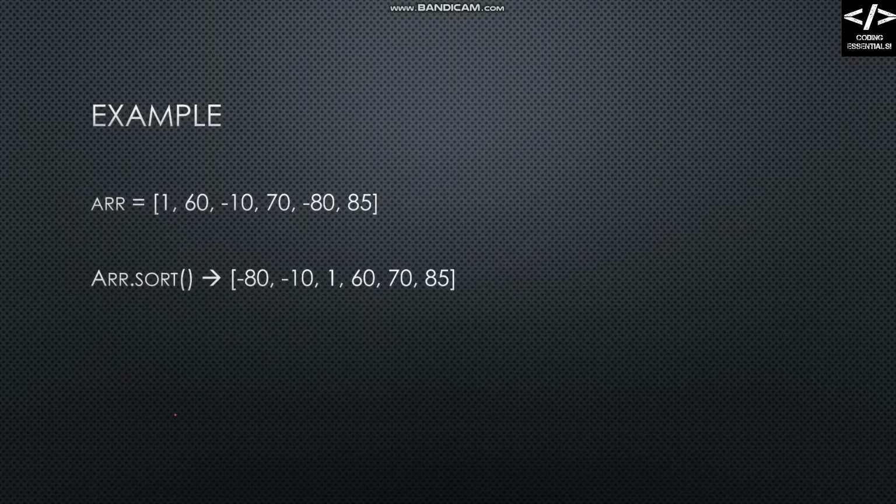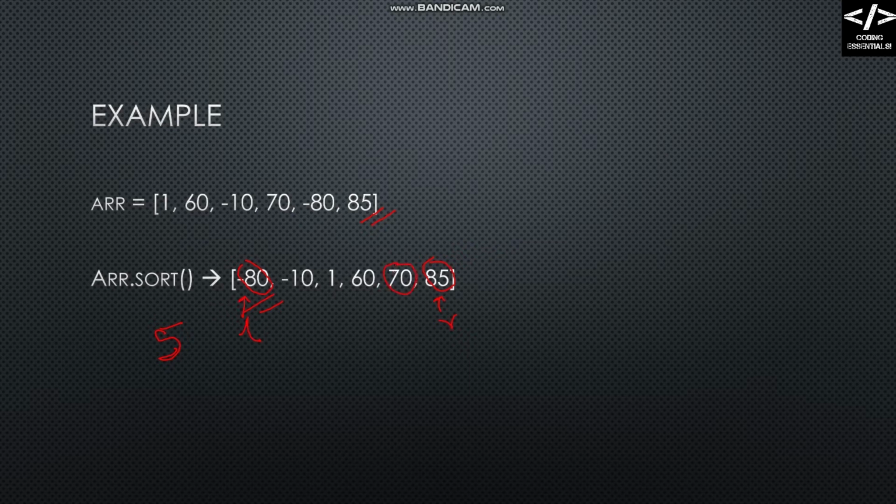Now let me explain why we are incrementing the left index when the sum is negative, and decrementing the right index when the sum is positive. So this is our array and this is our sorted array. Now we'll take minus 80 and 85, so that would be the first one. The sum is 5, which is positive, so we will decrement the right index. So the right index is over here and the left index is over here. So we'll move the right index to 70.